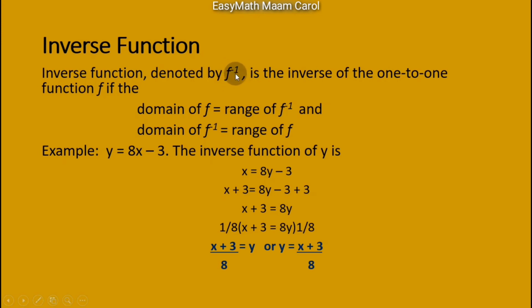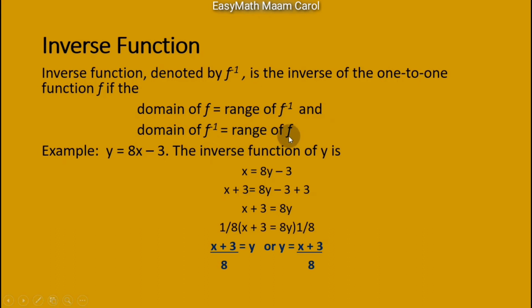So, it's not an exponent. The entire thing is the symbol for the inverse function. So, f inverse is the inverse of the one-to-one function f if the domain of f is the range of the inverse function and the domain of the inverse function is the range of the function.